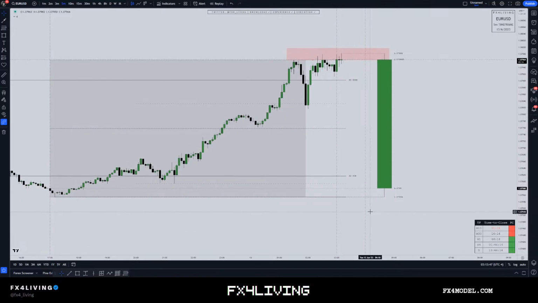In pairs with Asian currencies, when will the accumulation happen? Also in the Asian range? Yes, technically it's also in the Asian range.